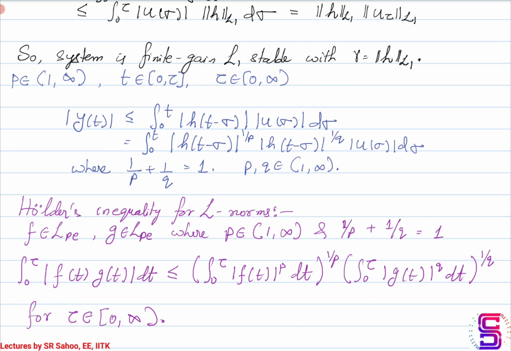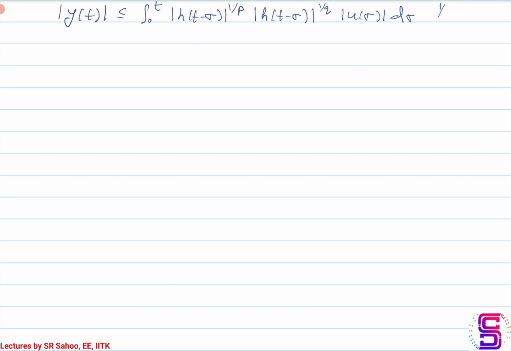Okay, so to establish that the given convolution operation is finite gain L_p stable for p in the range 1 to infinity, both endpoints excluded, we'll actually need this. So we'll continue from the step where we had y(t) less than or equal to the integral from 0 to t of mod of h(t minus sigma) raised to the power 1 by p, mod of h(t minus sigma) raised to the power 1 by q, mod of u(sigma) d sigma, where 1 by p plus 1 by q is equal to 1, and both p and q are in the interval 1 to infinity, both 1 and infinity excluded.